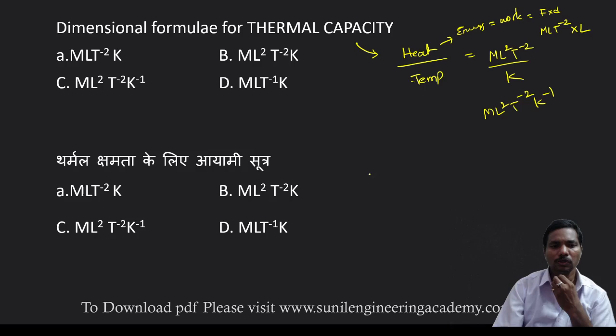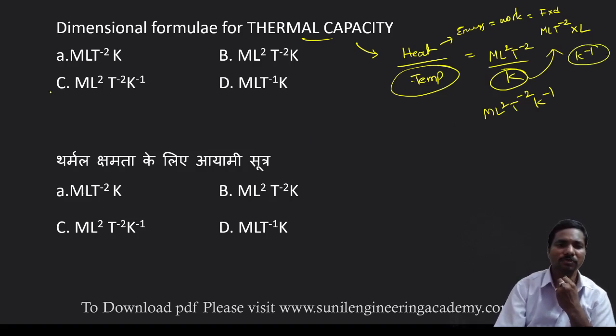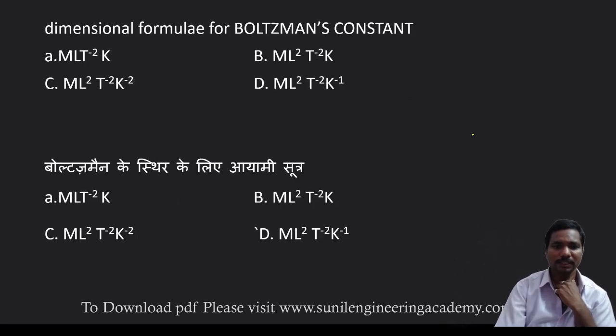Okay. So here you can simply get the idea: thermal capacity is heat by temperature, so temperature is in the denominator. So K is in the denominator, K comes to the numerator, it will become K minus 1. So the option which has K minus 1, you can directly go with that option. Option C is correct. No need to derive in detail. Boltzmann constant is also the same, M L square T minus 2 K minus 1.